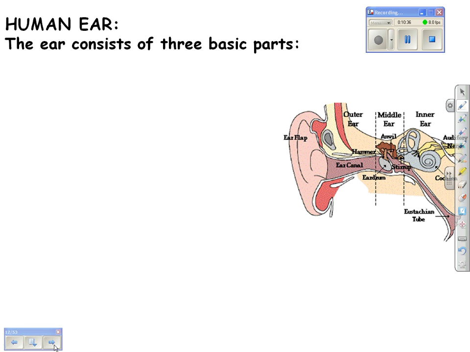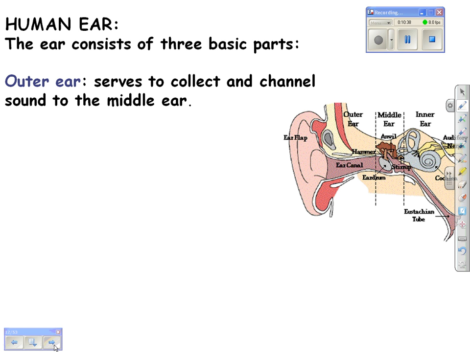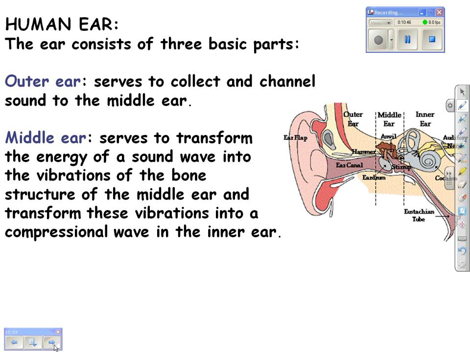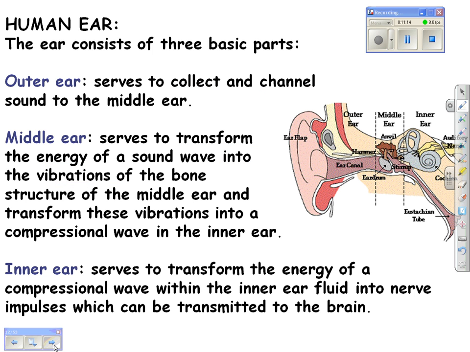Basic parts of the ear. You're not going to want to write all this down because there's a lot of information I give you here. You have the outer ear, and it's roughly to collect and channel. That's what you want to write. Outer ear, collect and channel. Middle ear. The middle ear transforms energy into vibrations. The middle ear is where your eardrum is, the three little bones, all of those that are going to vibrate against one another to reach your inner ear.